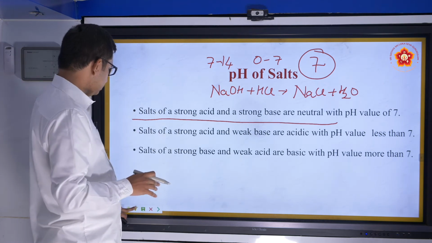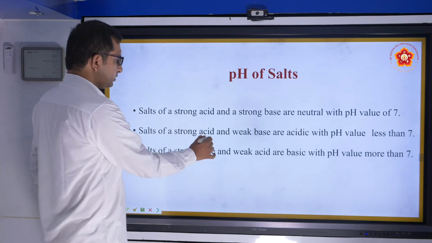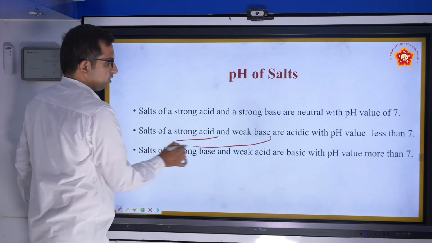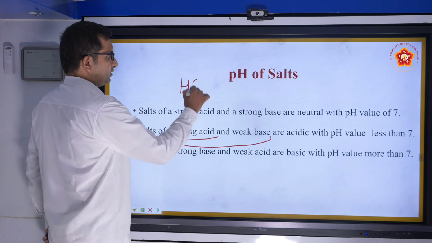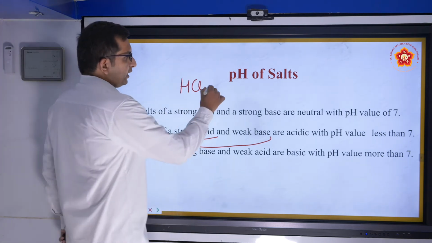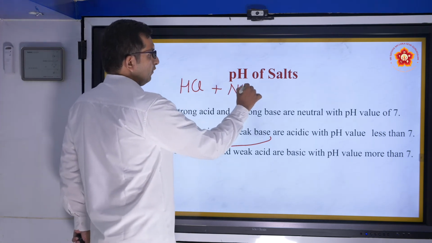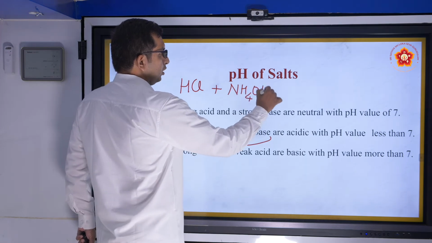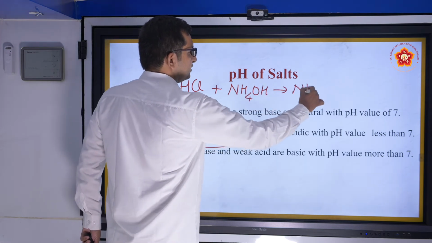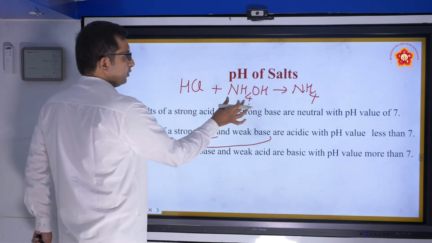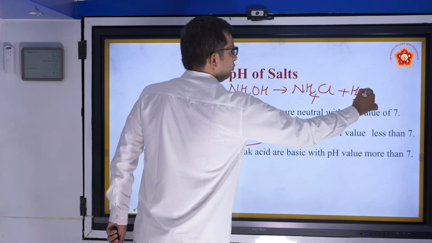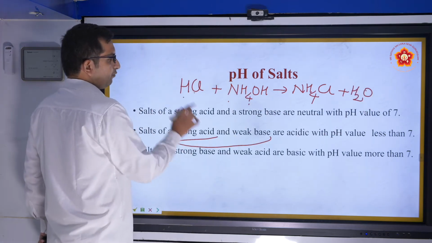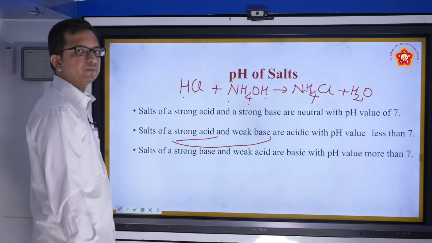But the question comes when you use a weak acid or weak base, say the second example, strong acid and weak base. Let me take an example of a strong acid which is HCl. Let me take an example of a weak base which is NH4OH. Now what is the salt that is formed here? We can see that NH4 plus will be taken from here, Cl will be taken from here, and then as usual water is the byproduct. See, hydrogen has gone from here, OH has gone from here.